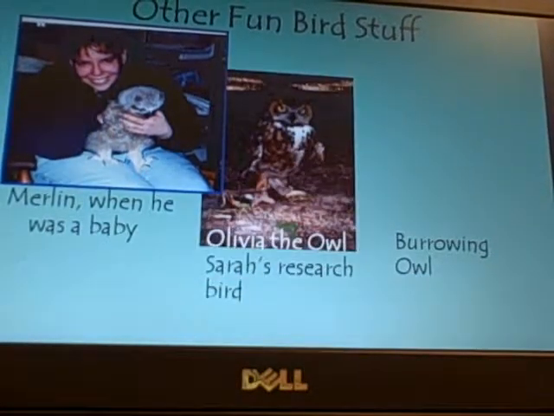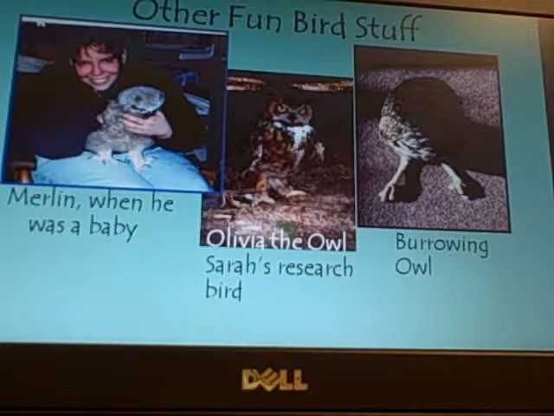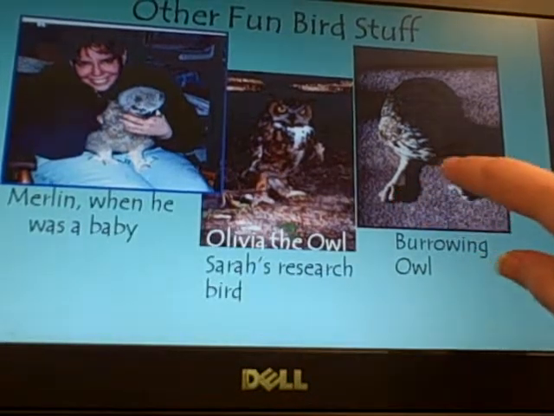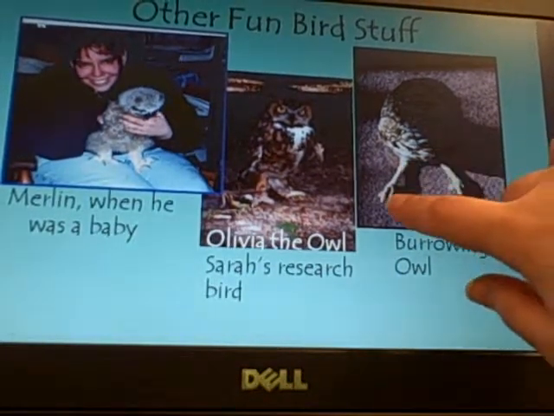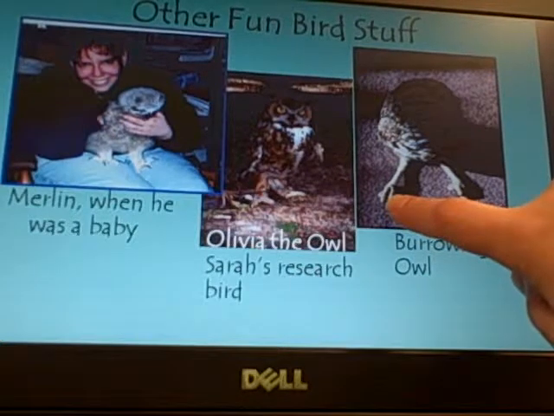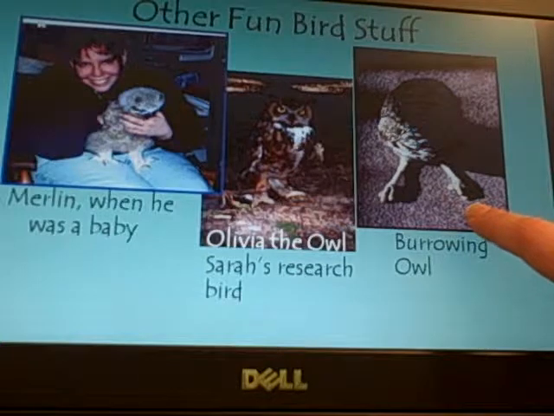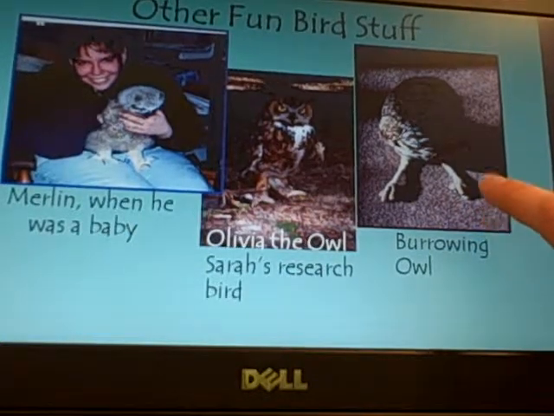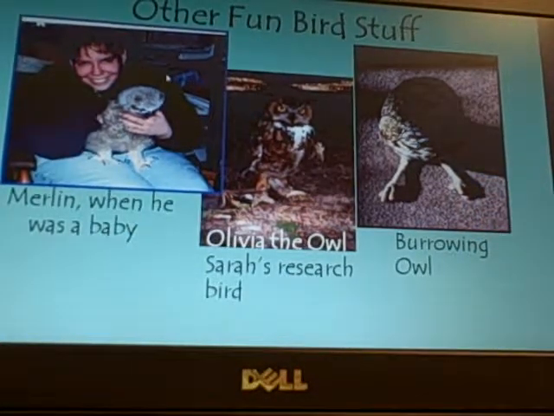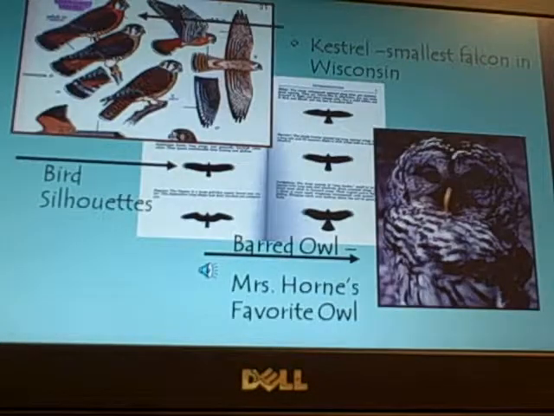Then we have Olivia, which was my friend Sarah's research owl. Apparently, she was a bit of a stinker. I never met Olivia, the owl, but she liked to bite, apparently. And then this is a burrowing owl. Notice it has very different legs. These guys actually don't roost in trees. They bury themselves in the ground in tunnels, and they're very good runners, hence the very strange legs. But this was a rehab owl that another one of my friends was working with, so it had an injury, and she was taking care of it for a while.